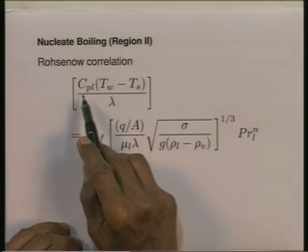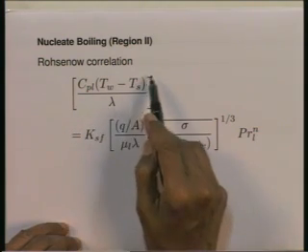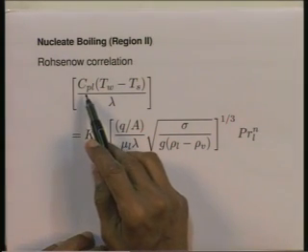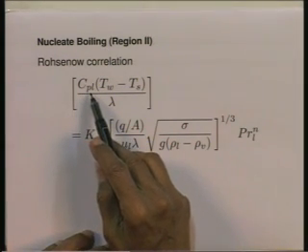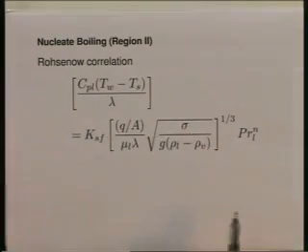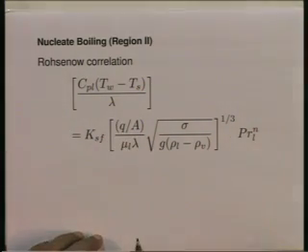The correlation is, on the left hand side, C_PL multiplied by T_w minus T_s upon lambda. This is a dimensionless parameter, and you know what the symbols mean. C_PL is the specific heat of the liquid, T_w minus T_s is the temperature difference between the wall and the saturation temperature of the liquid, divided by lambda, which is the latent heat of vaporization.